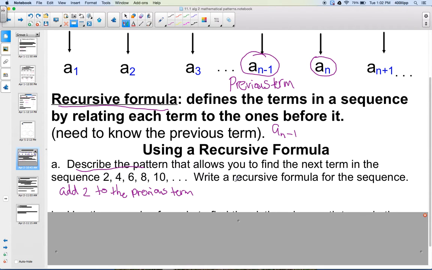Okay, the next thing is we need to write the recursive formula. So we're going to say a sub n, which means the term that we're finding, whatever term it is, we're going to find by taking the previous term. The previous term is denoted as a sub n minus 1. So we're going to take a sub n minus 1 and add 2 to that. So plus 2. And this is my recursive formula. That's all it is to it.